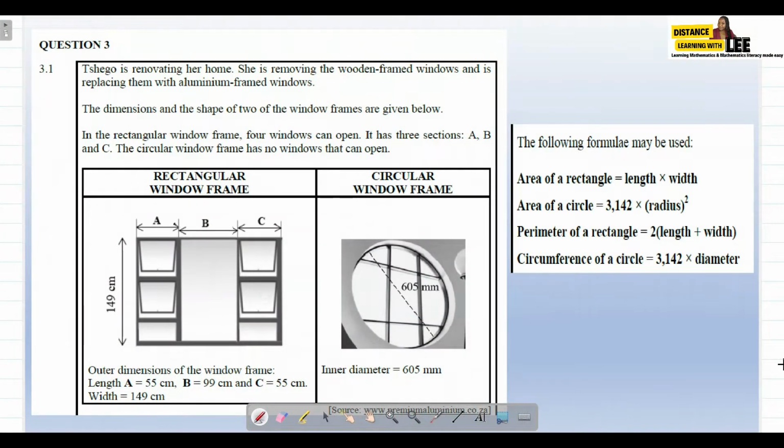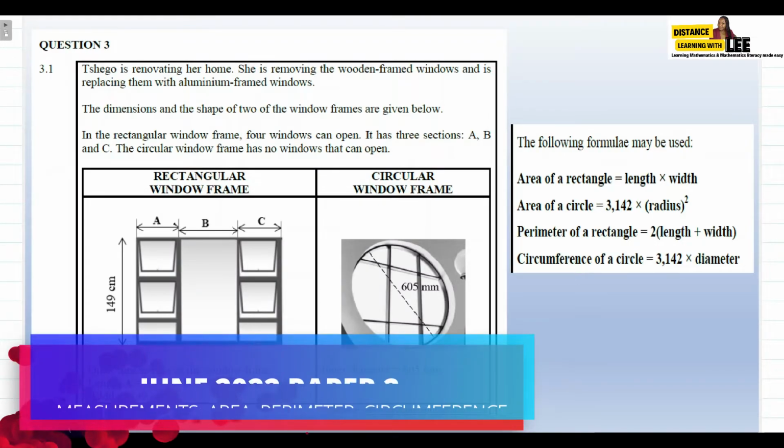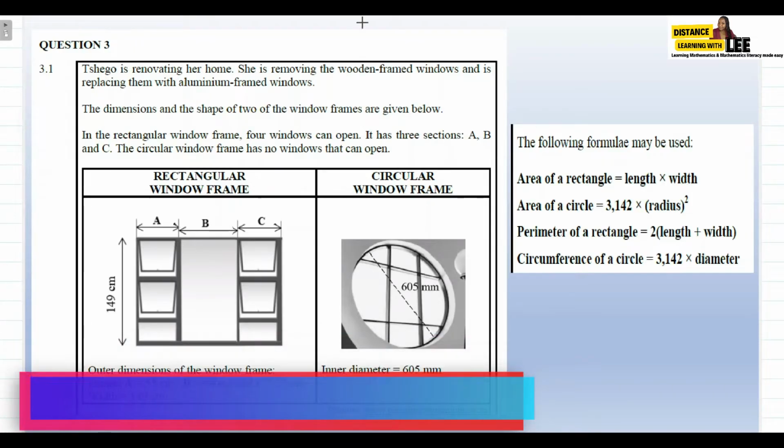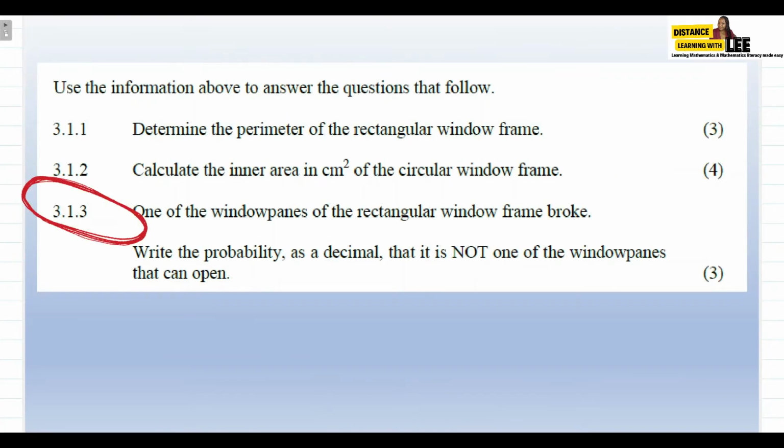On today's video tutorial, guys, we are going to be tackling question 3.1. And in question 3.1, we are basically going to be calculating the perimeter of a rectangular window frame. We are going to be calculating the area of a circle, and we are also going to be dealing with probability. We're going to be tested on concepts that we learned on probability.